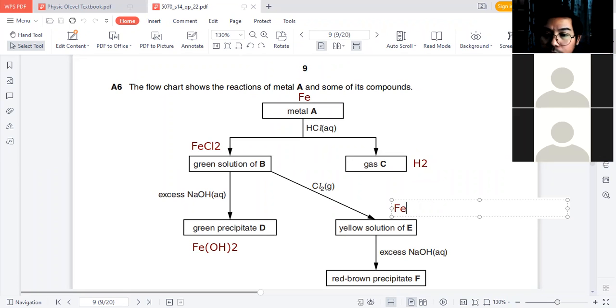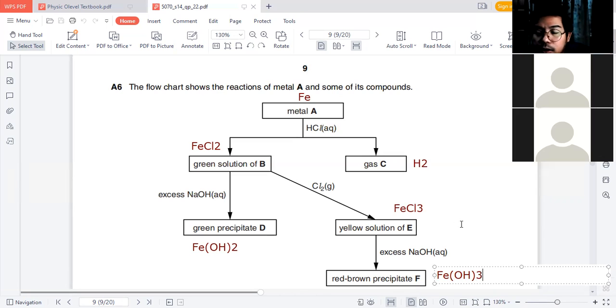That is because now the Fe changes from Fe2+ to Fe3+. And of course there is a red brown precipitate. Since you are reacting it with NaOH, you just need to change it so that instead of Cl it becomes OH, so here it is Fe(OH)3.